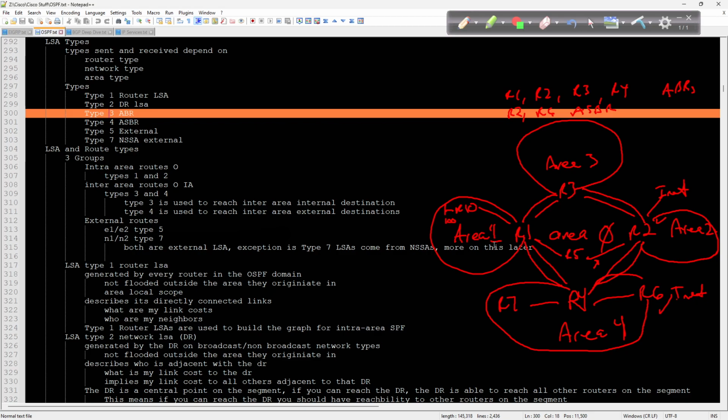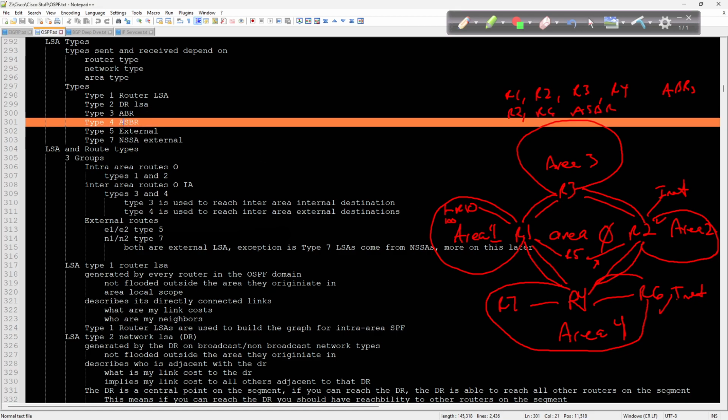Now what about routes from area 1 passing through area 0 going to area 3? Same thing. If area 3 has a prefix in it that's a type 1 LSA, R3 is going to receive that and then generate a type 3 LSA to send to area 0. Area 0 is then going to take that and advertise it to R1. R1 is going to advertise that as a type 3 LSA to area 1.